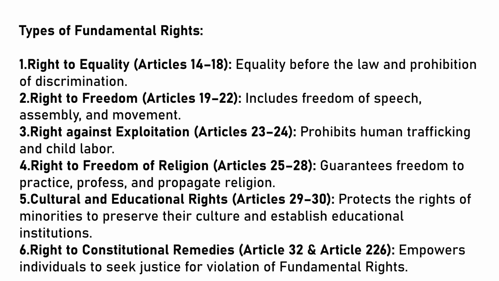Types of fundamental rights: right to equality, Article 14 to 18, equality before the law and prohibition of discrimination. Right to freedom, Article 19 to 22, includes freedom of speech, assembly and movement. Right against exploitation, Article 23 and 24, prohibits human trafficking and child labor.